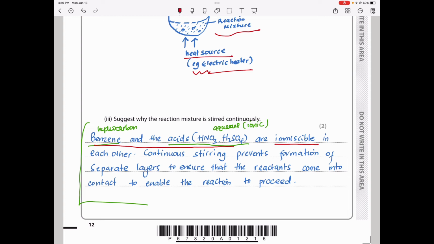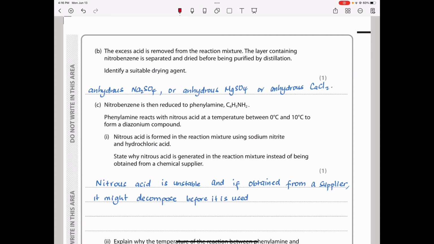In your own words, to write it, you include the key details. Next part. The excess acid is removed from the reaction mixture. Remember the excess acid, we're talking about nitric acid as well as sulfuric acid. So they said the layer containing nitrobenzene is separated and dried before being purified by distillation.